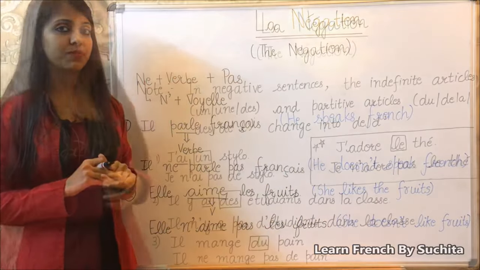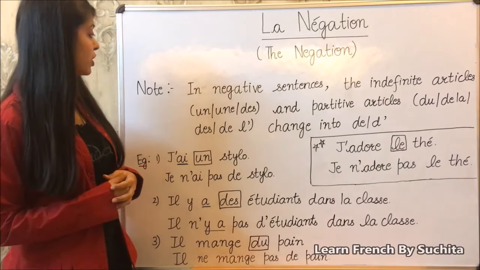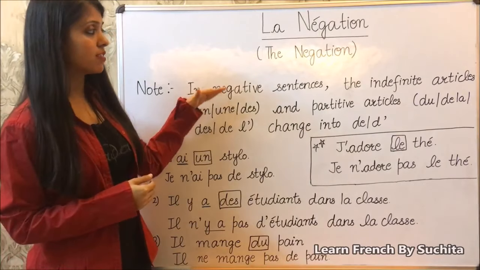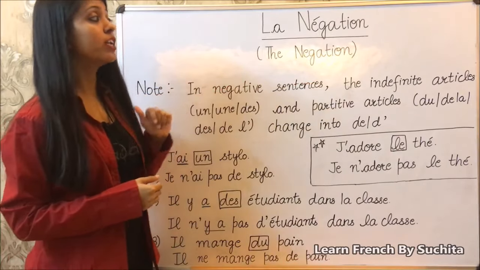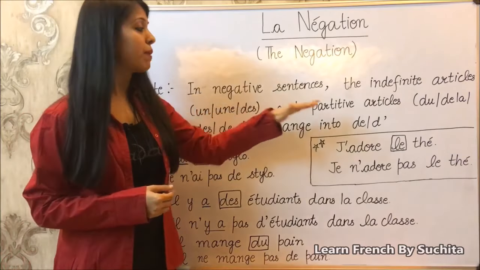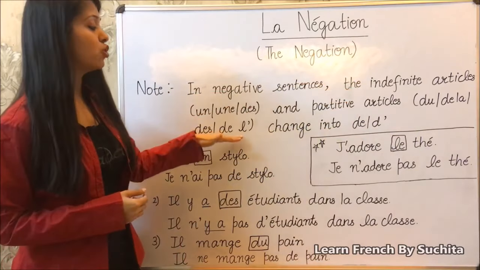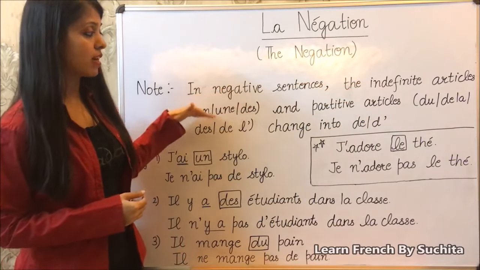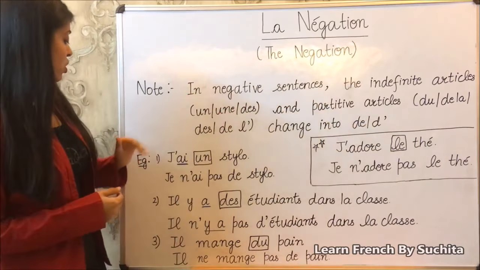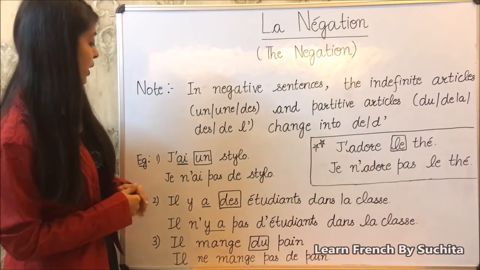Now we'll take this topic la négation a little bit further, and there is a very important note over here. In negative sentences, the indefinite articles, what are indefinite articles? Un, une and des. And partitive articles, which are du, de la, des and the l apostrophe. These articles change into de or d apostrophe. Now for this, we'll quote certain examples to understand this topic in a better way.